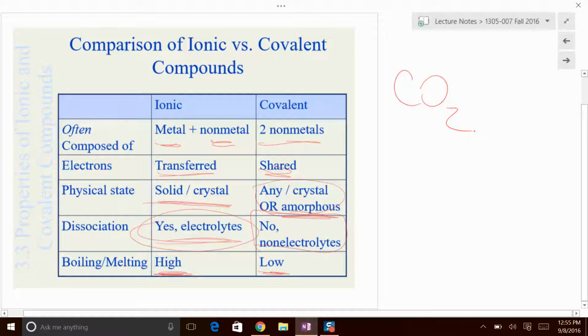Carbon dioxide is a gas at room temperature, right? If you get it cold enough, it will become a solid. Have you guys ever bought dry ice? That's solid carbon dioxide. It's very cold, way colder than your freezer. You put it in your freezer and everything in your freezer gets super hard because it's way colder. It's like negative 120 degrees Celsius or something like that.